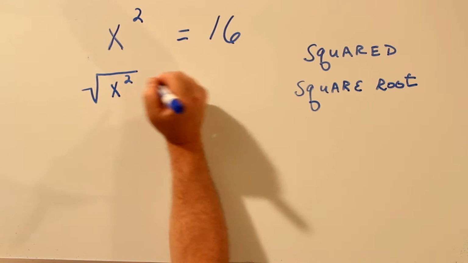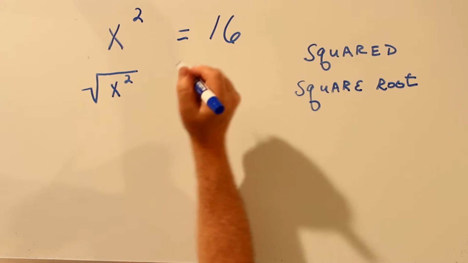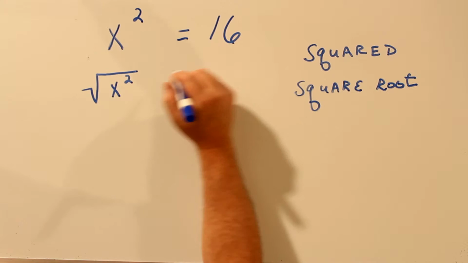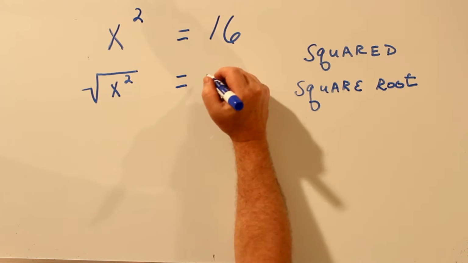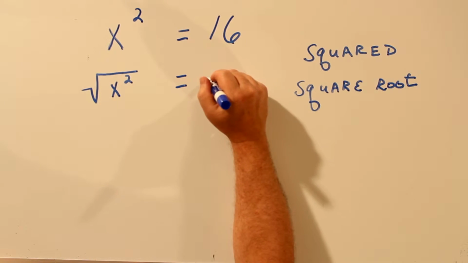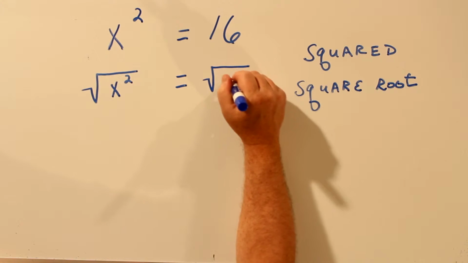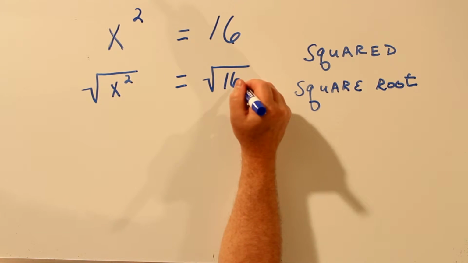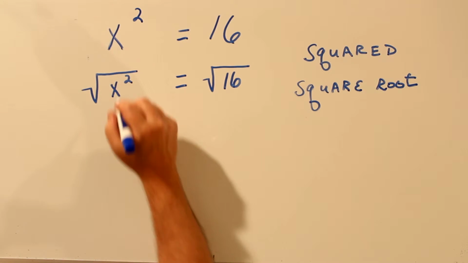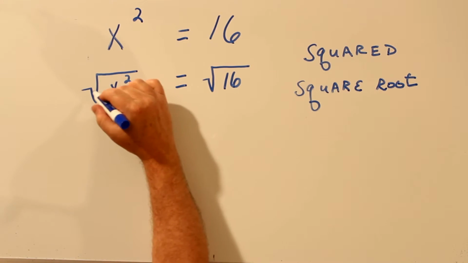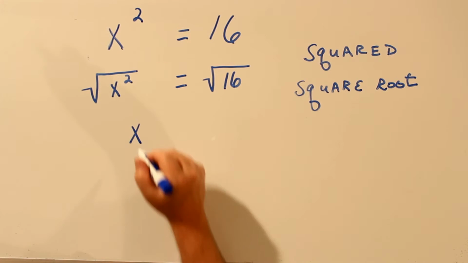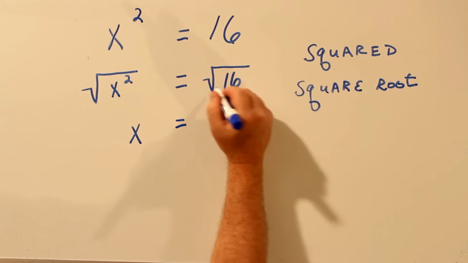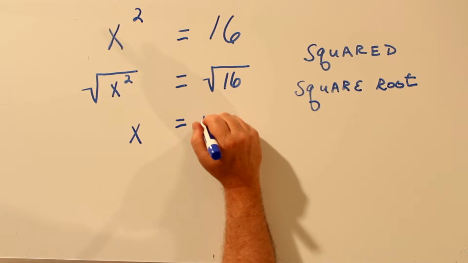So underneath we have x squared, the square root of x squared equals, now since we've taken the square root of this side of the equation, to keep the equation true we've got to take the square root of this side of the equation. So the square root of x squared equals the square root of 16. The square root of x squared is simply x, because square root undoes squared, so we're left with the x. Over here the square root of 16 is plus or minus 4.